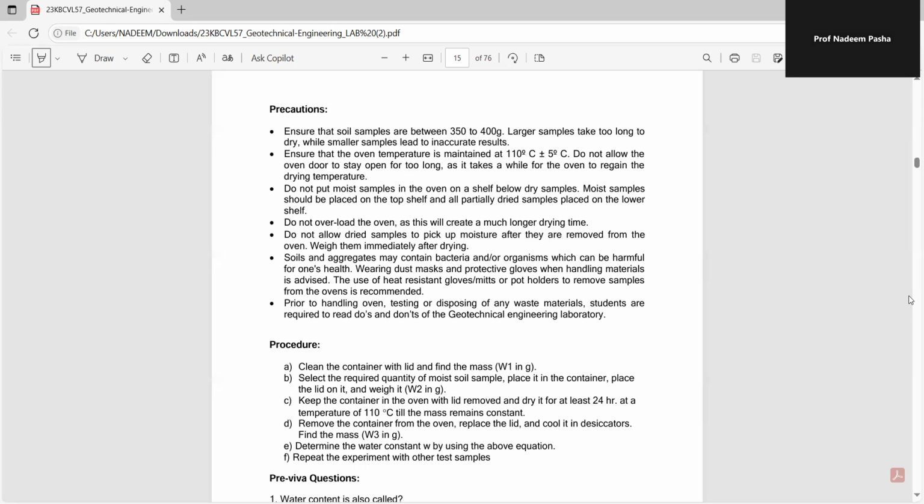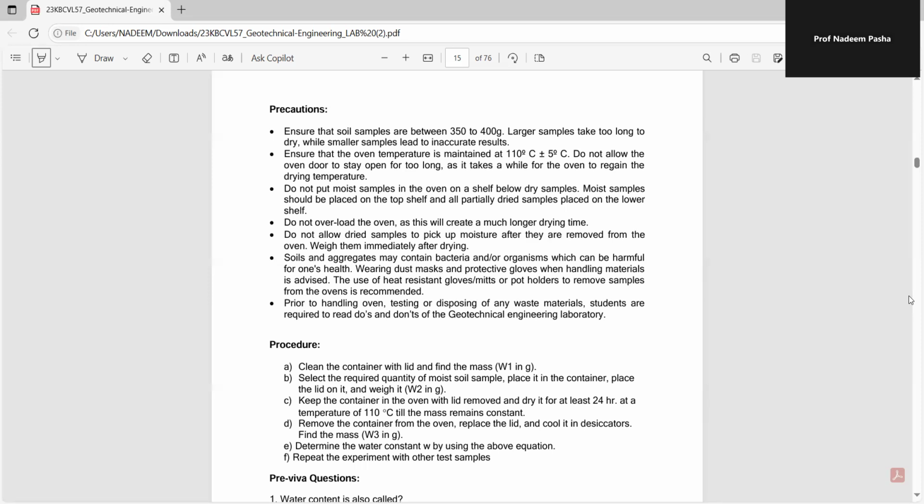And the dried sample should be placed on the lower shelf, similar to a refrigerator. Do not overload the oven, as this will create a much longer drying time. In other words, do not put too much soil in, because it will overload the oven. Do not allow dried samples to pick up moisture after they are removed from the oven. Weigh them immediately after drying.